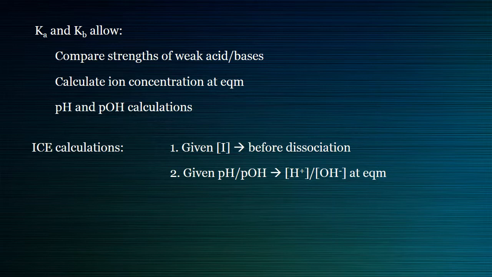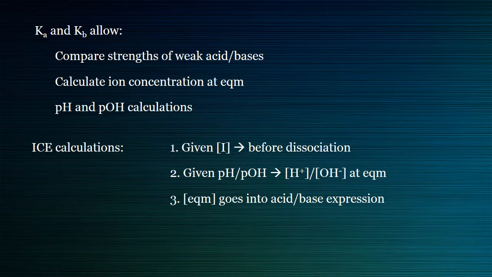If you're given your pH or pOH in the information prior to working your problem, that is the hydrogen ion or hydroxide ion concentration at equilibrium, which means you can then go back and find out what that change is going to be from your initial concentration. Again, just like with your equilibrium calculations, it's the equilibrium concentration that's going to go into your Ka or your Kb calculation.